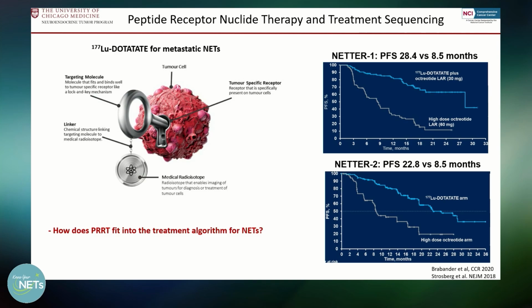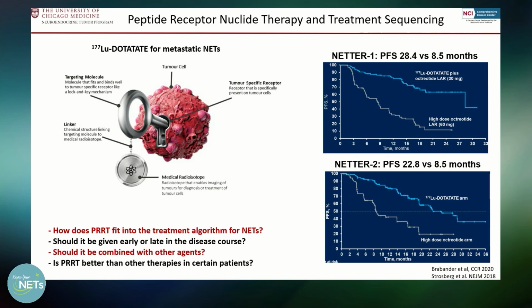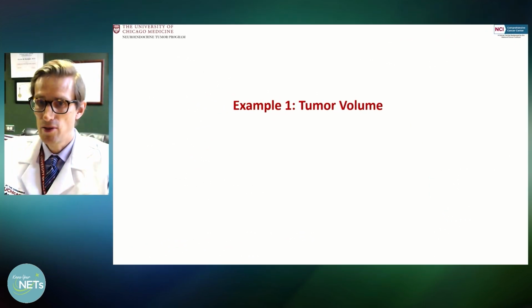For example, how does PRRT fit into the treatment algorithm of NETs? Should we use it early or should we use it late in the disease course? Should it be combined with other agents? And is PRRT better than other therapy in certain patients? So I'll give you a couple of examples of things that we think of as clinicians.